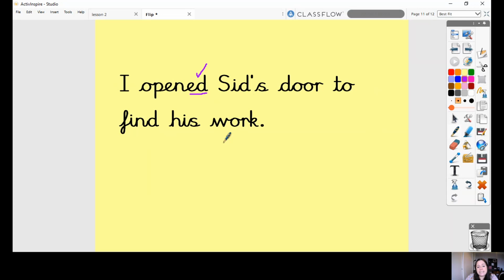What are we talking about? Well, we're talking about his work, but actually, if we look here, we're talking about his door. So Sid's door. I opened Sid's door. So we need an apostrophe S there for Sid's door. Give yourself a tick if you've done that. Then to find his work. Find is one of our common exception words. If you spelt that correctly, give yourself a tick.